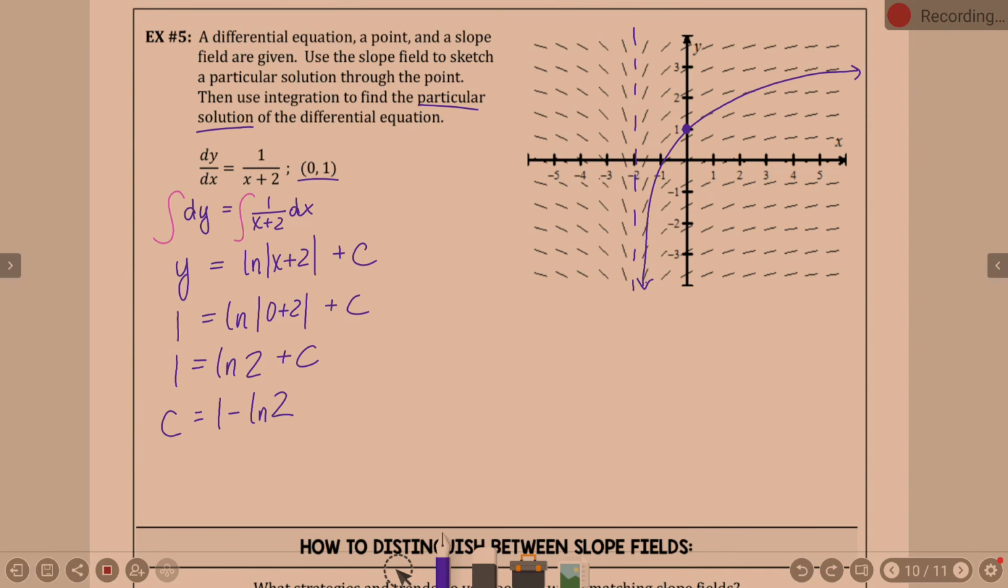And that's our c value. And so when I write the actual equation, y equals natural log of x plus 2, plus 1, minus natural log of 2.